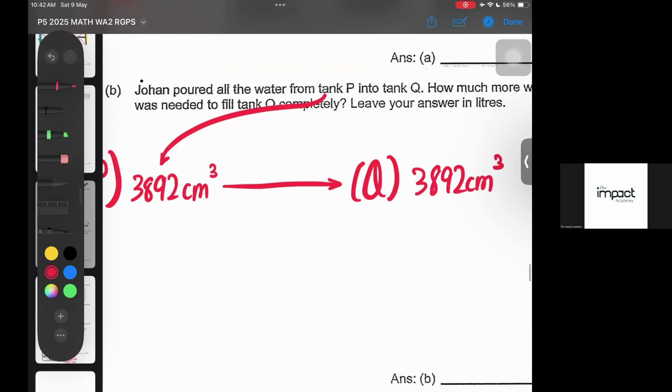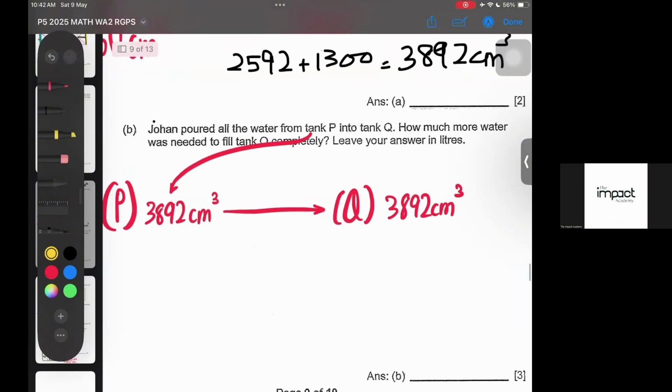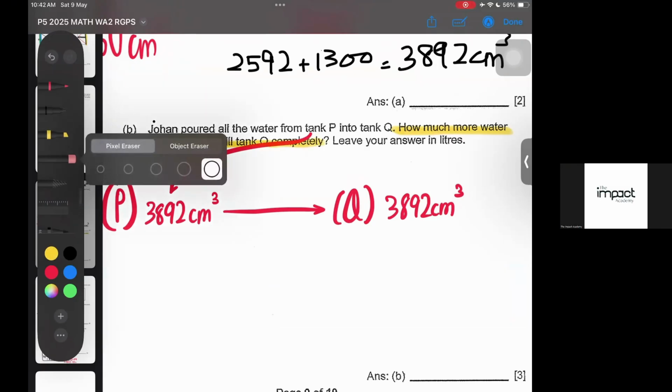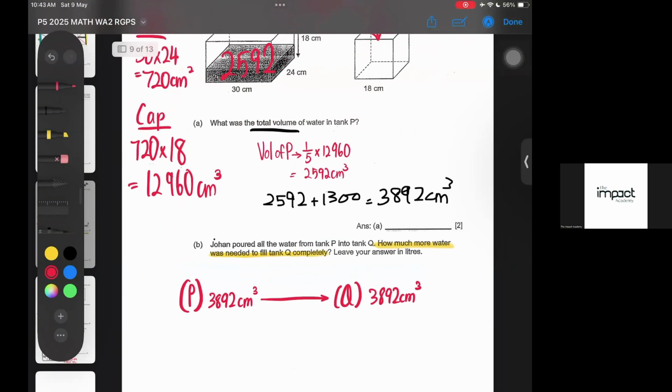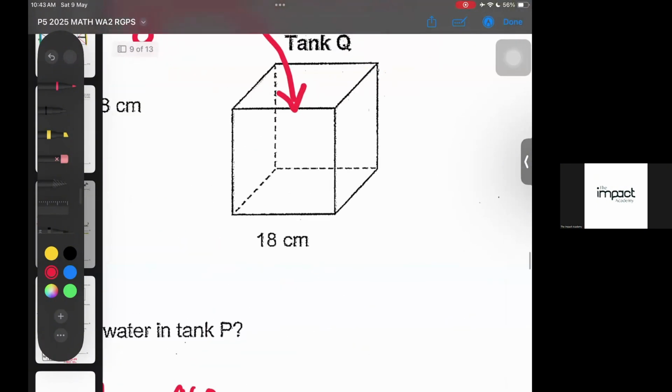Some students say, yay, this is my answer. But what did the question say? How much more water was needed to fill tank Q completely? I say again, how much more water was needed to fill tank Q completely? Let's look at tank Q. It is the capacity of tank Q minus 3,892.